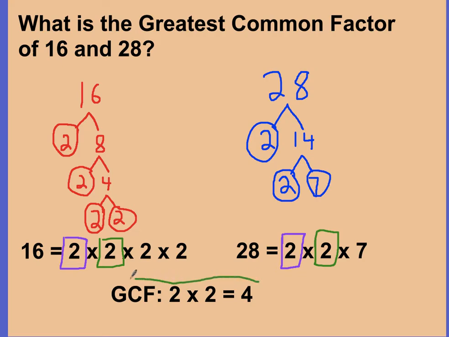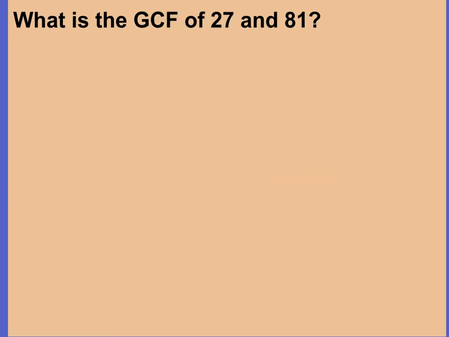I usually like to circle my final answer. Final answer is 4 for that one. All right, let's look at a couple other examples for this.